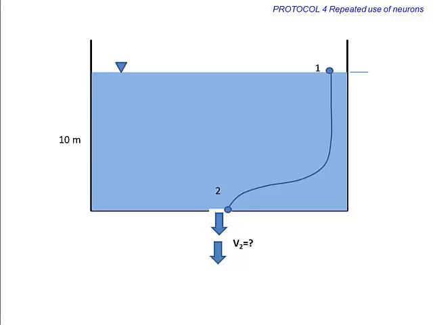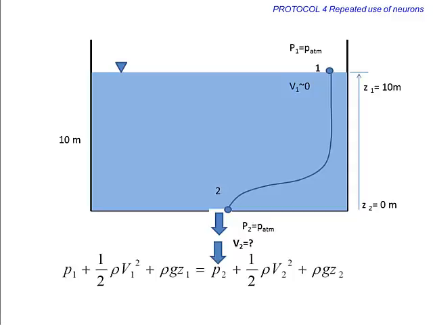Since this is a large tank, the water level falls very slowly. Therefore velocity at location 1 can be neglected. Now, we have Z1 equals 10 meters and Z2 equals 0. Using conservation of mechanical energy derived using the Bernoulli equation, we can find the unknown velocity.